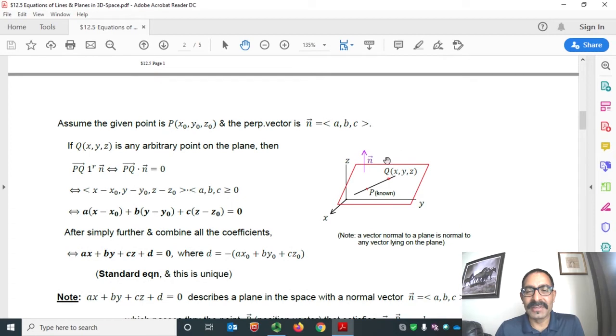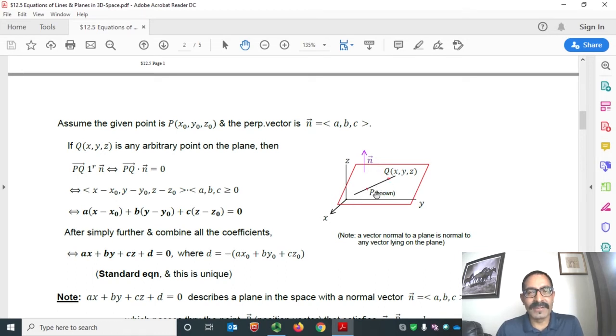So now let's look at this diagram. This is the plane. We know a point P in the plane, and we are given this normal vector n whose components are a, b, and c. Then to find the equation of this plane, let's pick an arbitrary point Q in the plane and join PQ. This gives us a vector PQ. We can find this PQ vector using the formula tip minus tail, which is x minus x0, y minus y0, z minus z0.